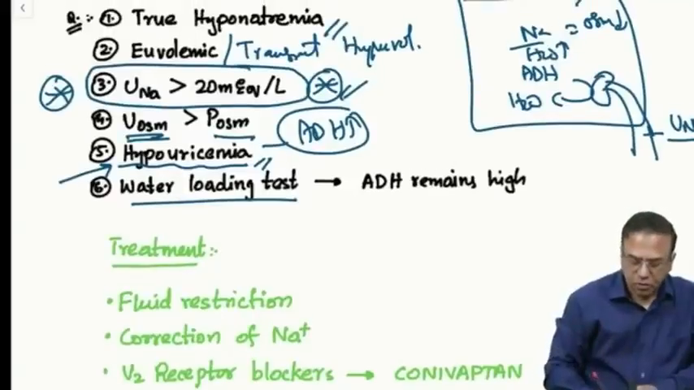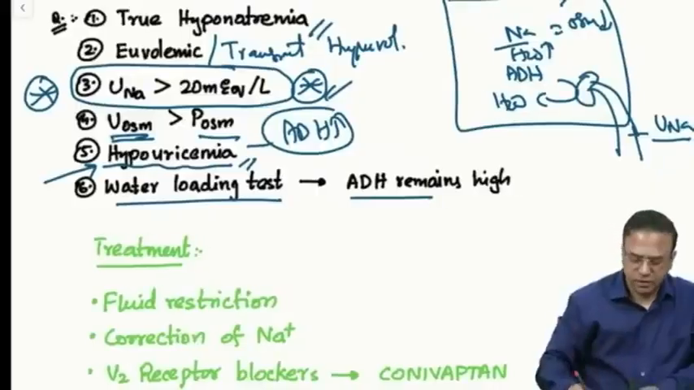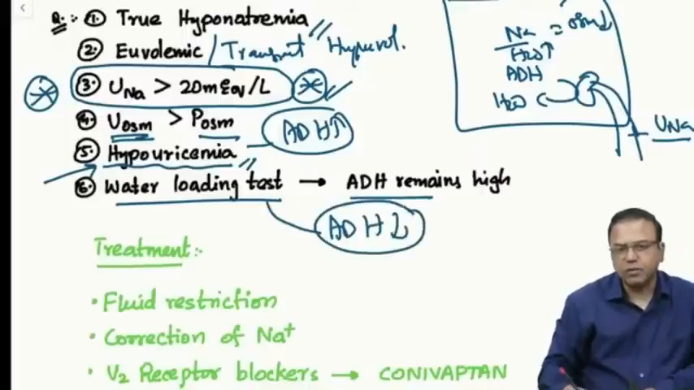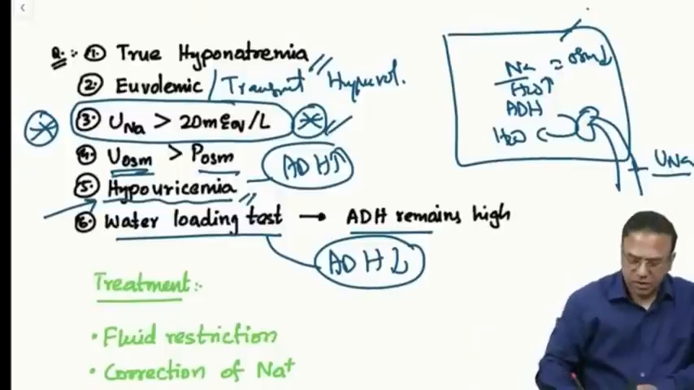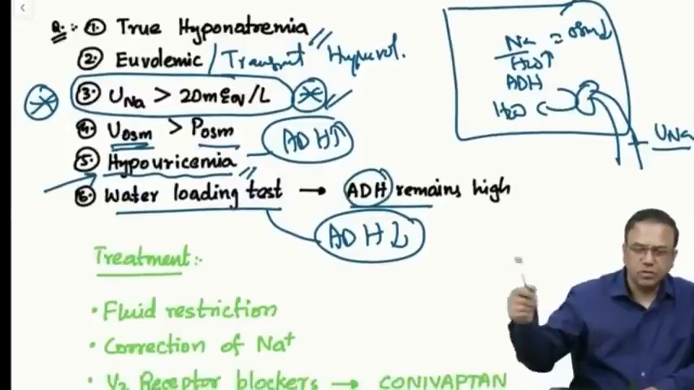So you give a water loading test, and if you give 5% dextrose, let's say, normally ADH should get suppressed. If the antidiuretic hormone got suppressed by giving water, this is an appropriate response. But an inappropriate response indicates that ADH continues to remain high despite the water loading test. So this confirms the diagnosis.